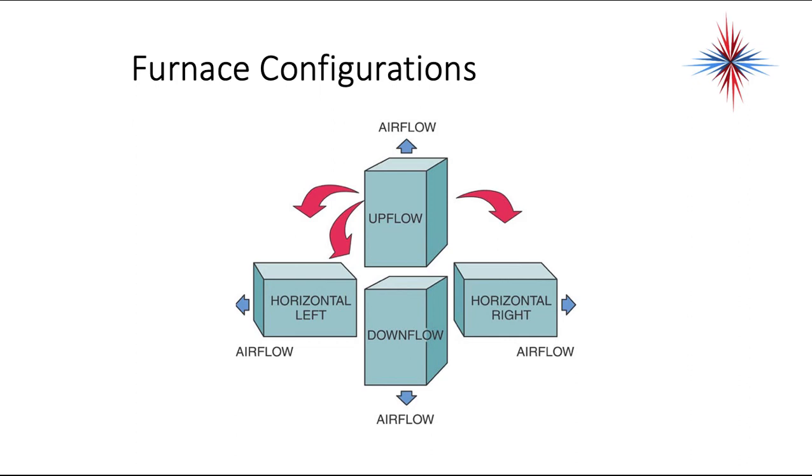So the different furnace configurations all have to do with how the air blows. If we have an upflow furnace, the air is blowing up. If we have a downflow furnace, the air is blowing down. Horizontal to the right, the air is blowing to the right. Horizontal to the left, the air is blowing to the left. So if you remember those four configurations, and all we're doing is talking about how the air blows, you can always figure out what the installation is and what people are talking about.